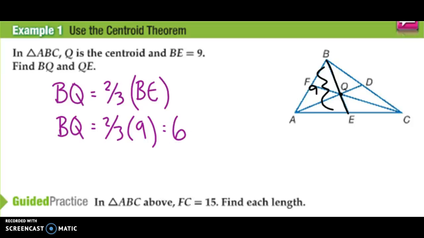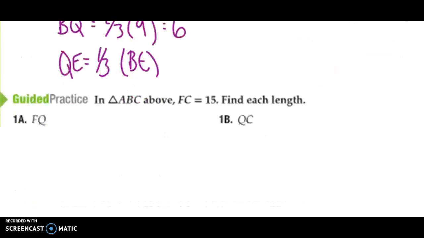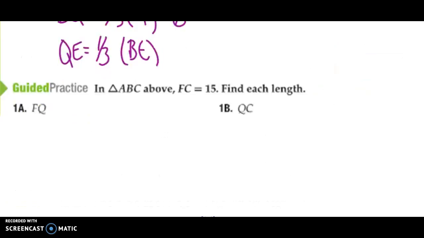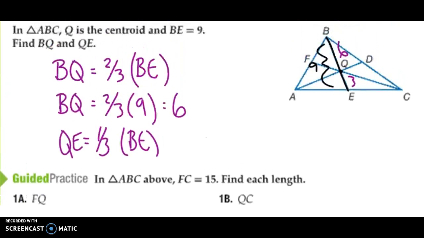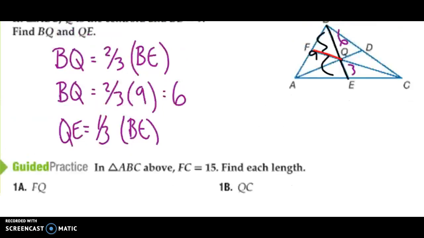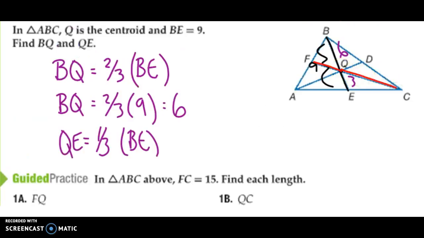Now there's a couple different ways to find QE. The first thing you could do is say, okay, if BQ is 2/3, then QE is going to be 1/3 of BE. Or you could say if I know the whole thing is 9 and BQ is 6 of it, then what's left over? That's going to be 3. Both of them work. Here's your guided practice problems. It's finding the length of FQ and finding the length of QC, which is right here.